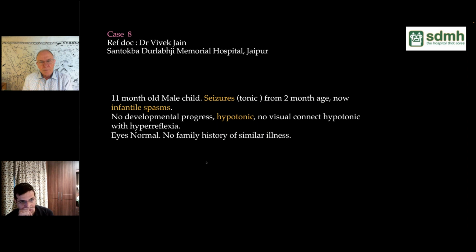Yeah. So this is an 11-month-old male child who has been having seizures, tonic seizures from 2 months of age, and they progressed to infantile spasms. He has had no developmental progress, is hypotonic, has no visual contact, central hypotonia, and there's no family history of similar illness. Next slide.